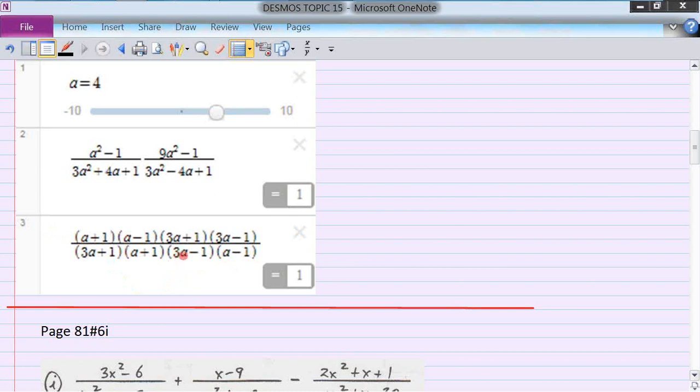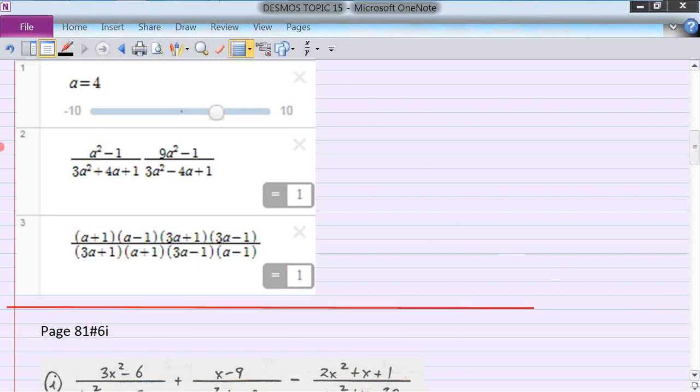Anyway, everything cancels here. This is the same as that. That's the same as that. The a plus 1s cancel, and the a minus 1s cancel, and you're left with 1. So this term and this one are the same.